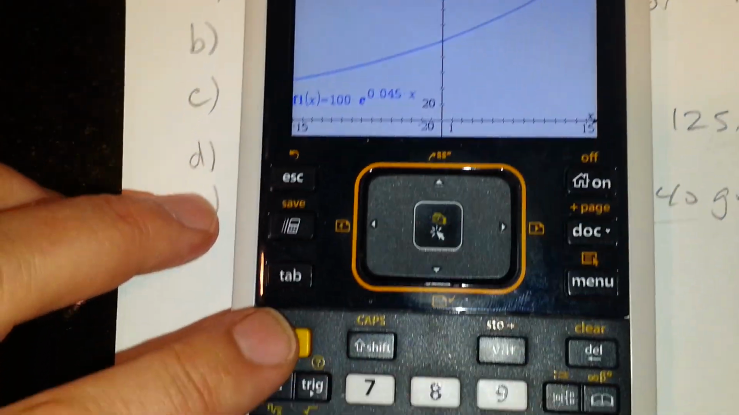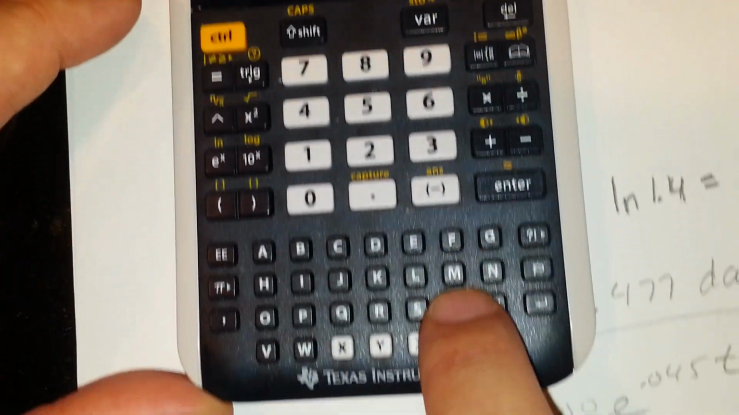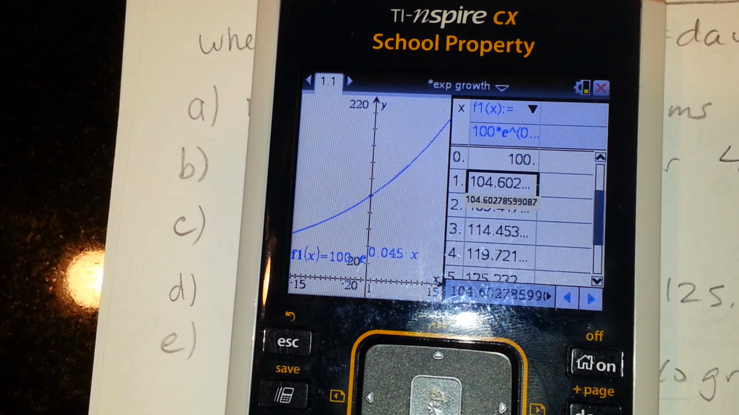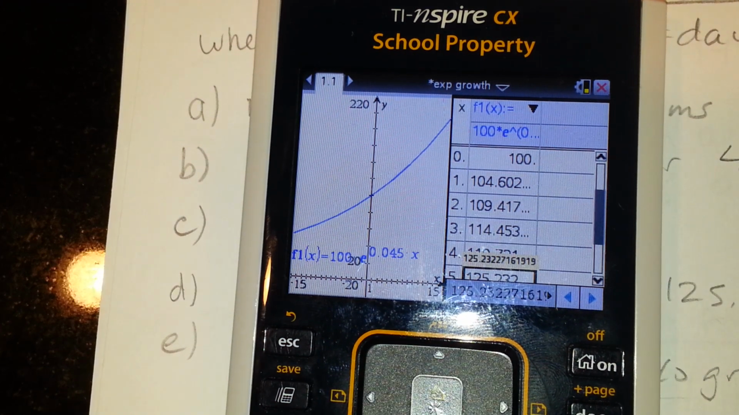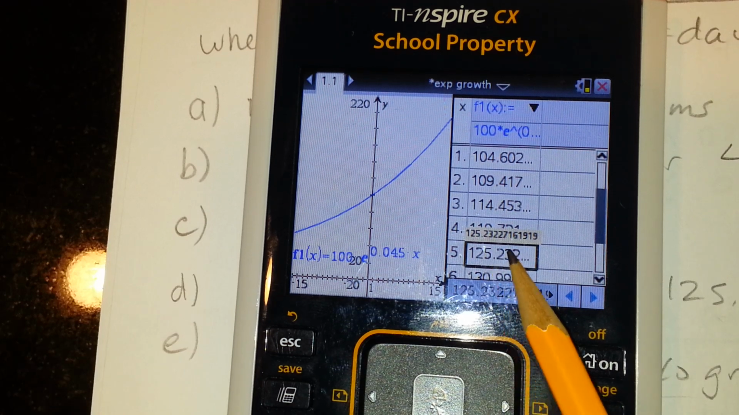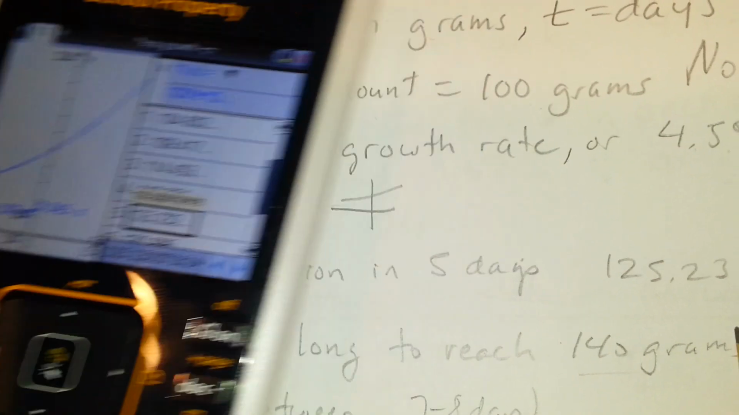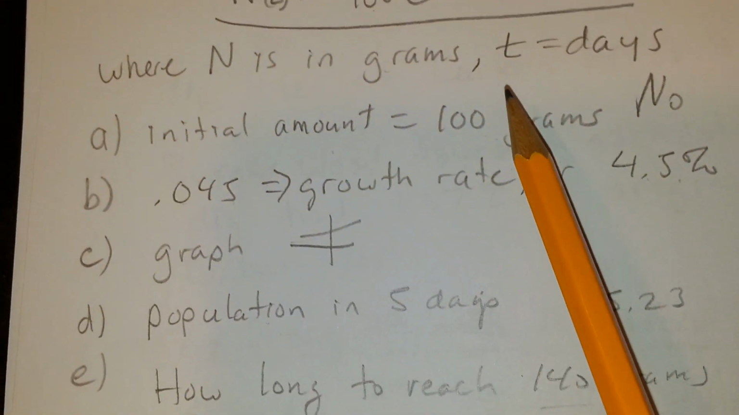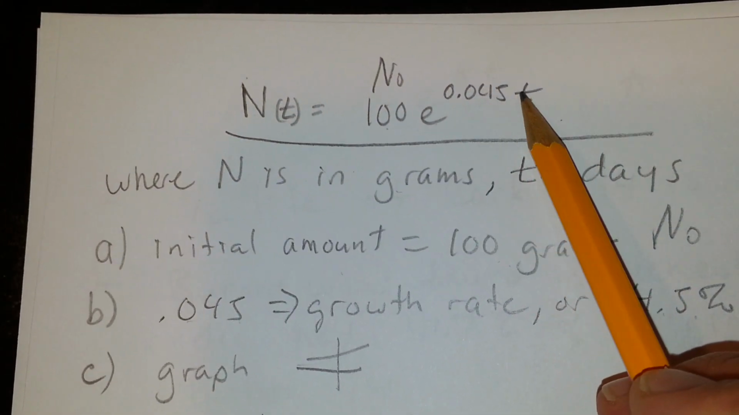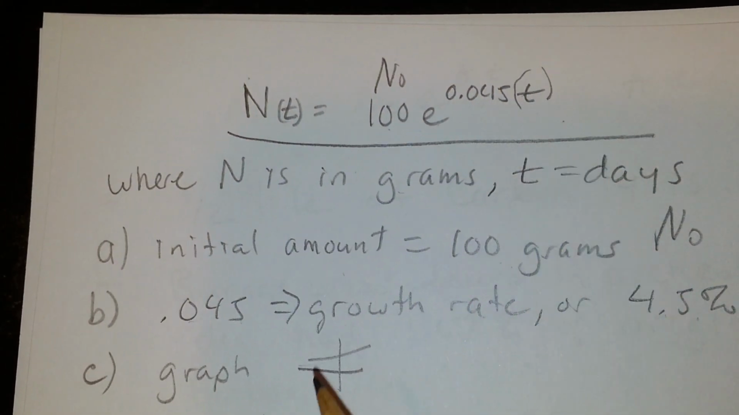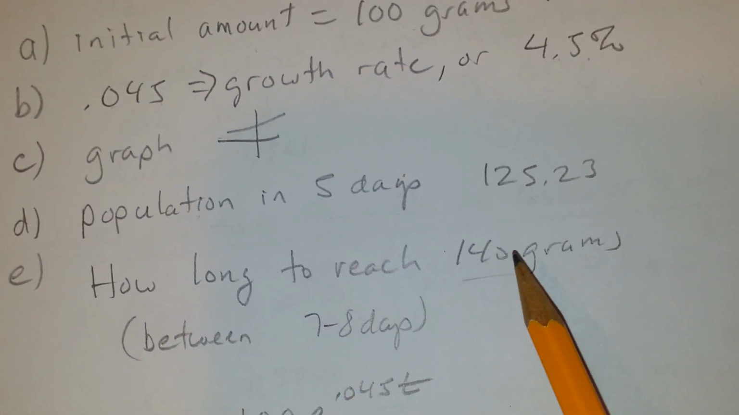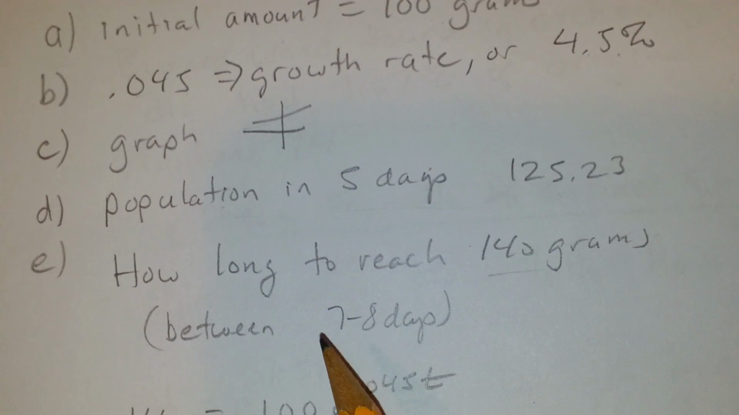Let's press Control T, and it pulls up the table here. We'll scroll down to 5 days, and right there: 125.232. You can also plug in 5 into your function right here, and get the same value without having to go to the graph. Okay, how long to reach 140 grams?